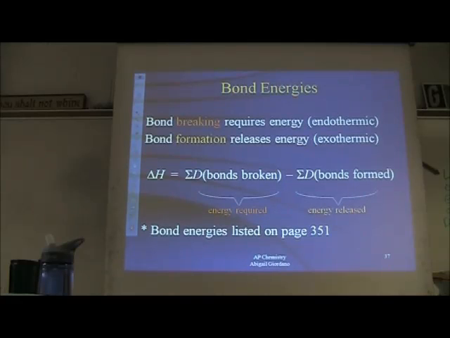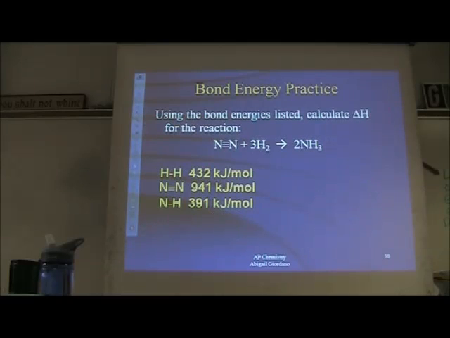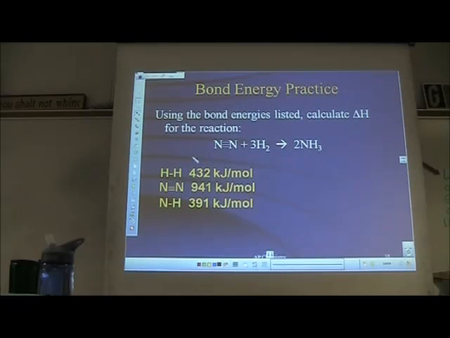So I'm going to do a very simple problem with you, and then I'm going to let you do a more complicated one on your own. This question says, using the bond energies listed, here they are, calculate delta H for this reaction. I see coefficients. Remember, if you see coefficients, you may assume that it is balanced properly, and it needs to be balanced.